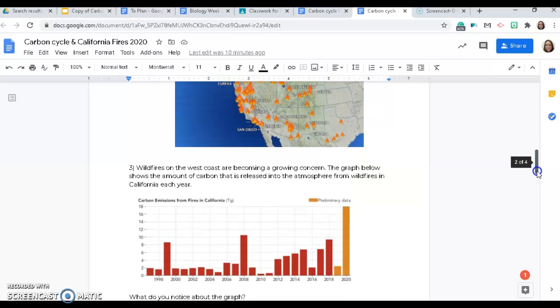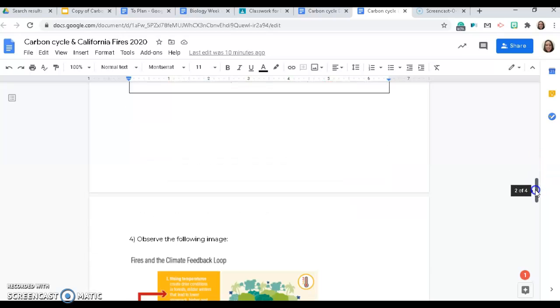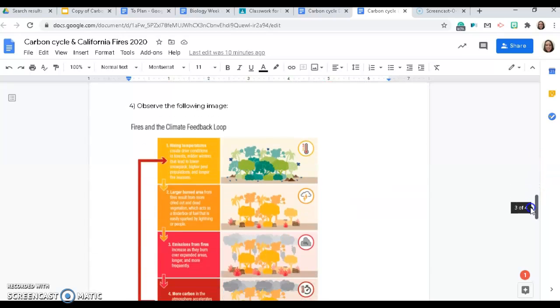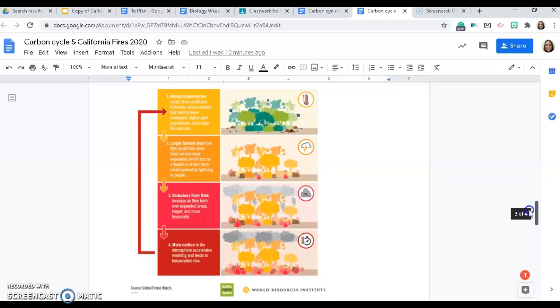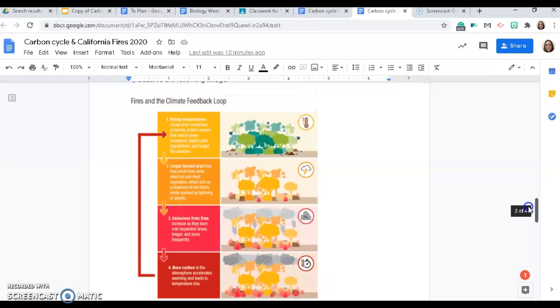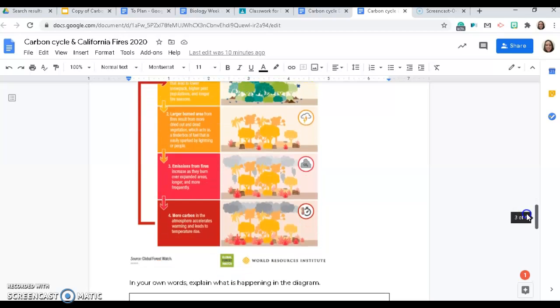Next, we have some data on the amount of carbon released from the fires in California. You're going to make some observations about what you see in this graph. And then you're going to summarize what you see in this diagram in your own words. That shows the climate feedback loop caused by wildfires.